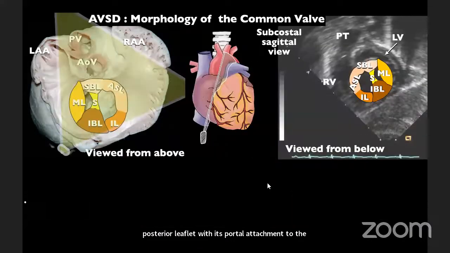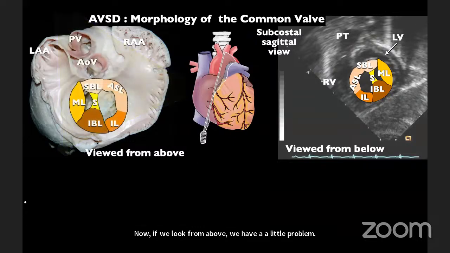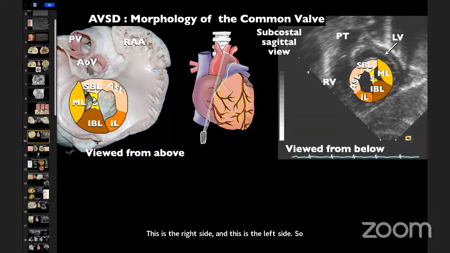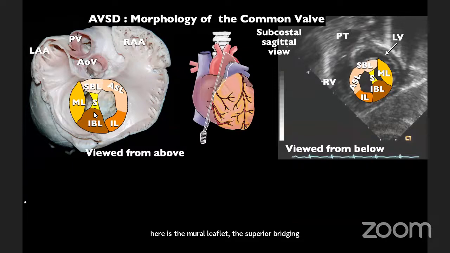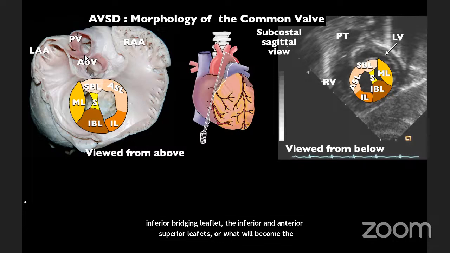Now, if we look from above, we have a little problem. Here is the echo scan. And here we look from above. This is the right side, and this is the left side. So here is the mural leaflet, the superior bridging leaflet, the bare area of the ventricular septum, the inferior bridging leaflet. The inferior and anterior superior leaflets are what will become the tricuspid valve. And here you can see that the aortic root, or the great vessel root, is sprung out of the strap here. It is no longer contained in here.